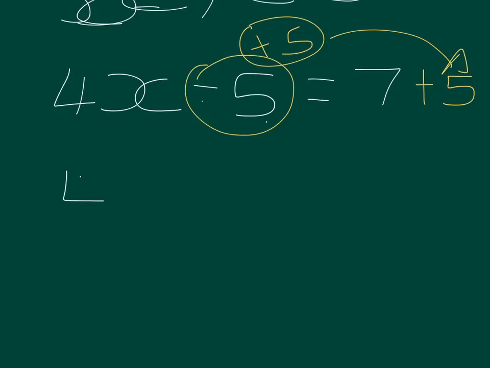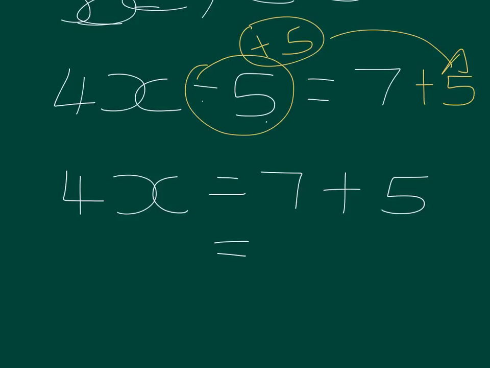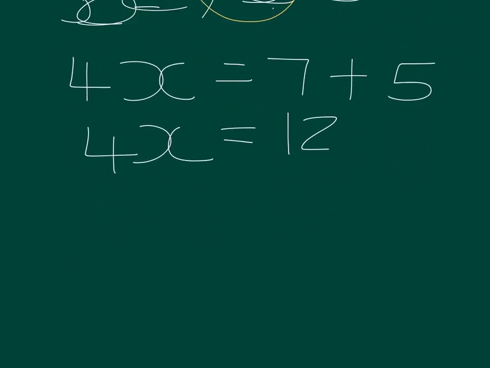So our next line is going to be 4x, we've got rid of the 5s, is equal to 7 plus 5. Okay, so what is 7 plus 5? 7 plus 5 is 12. Okay, so you've got 4x is equal to 12. Now, we have to think, okay, what can go, and you use your variable that you've got here on the left-hand side.